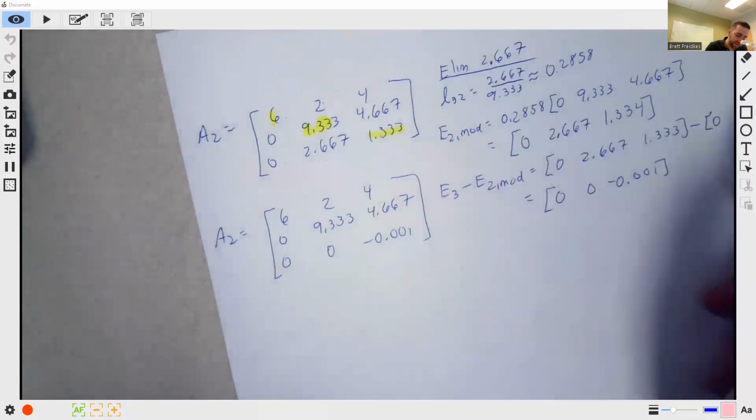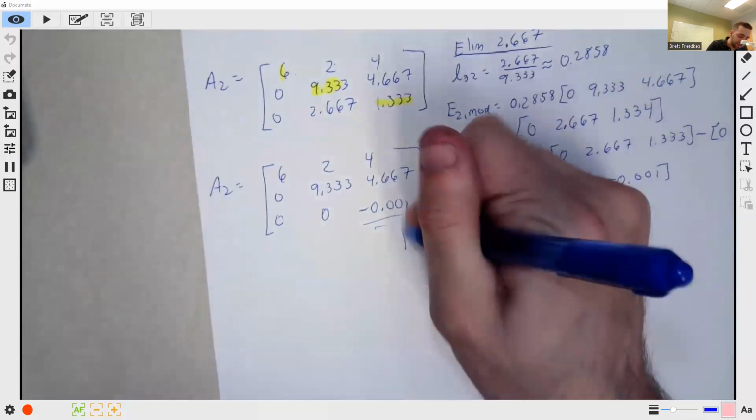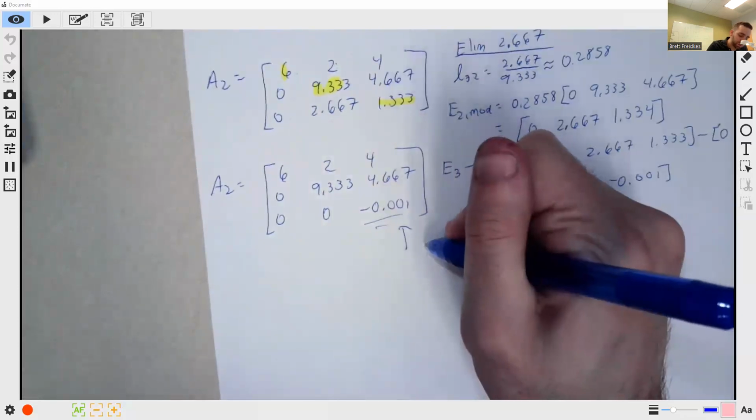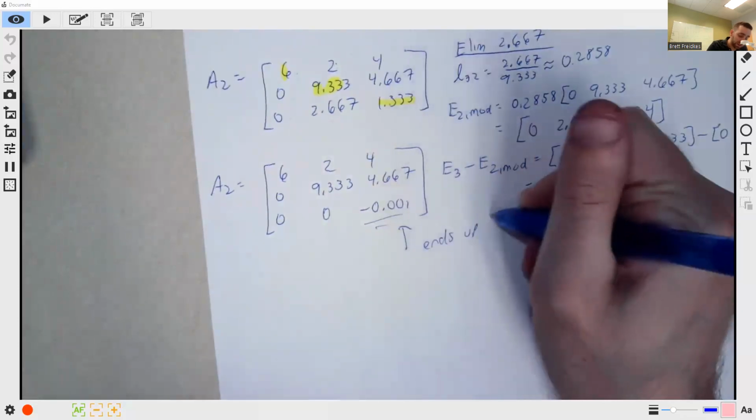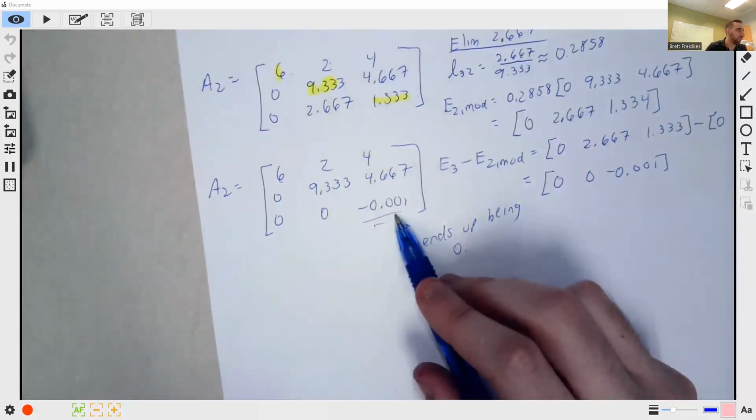So because of our sig figs, we end up with this value here being non-zero. But if I plug it into MATLAB, this ends up being exactly 0. And that was just by chance. It's not like I planned for this. But what do we know if this is 0?